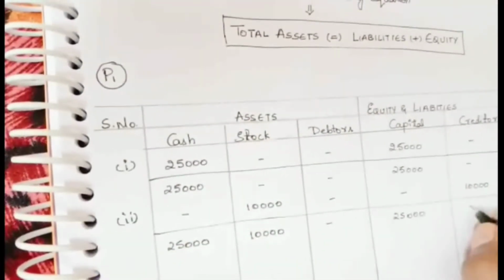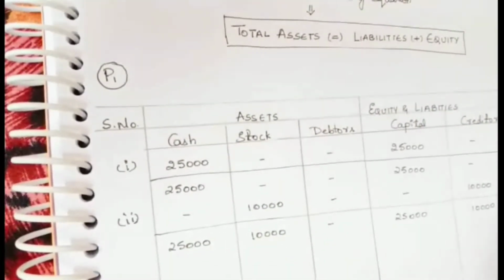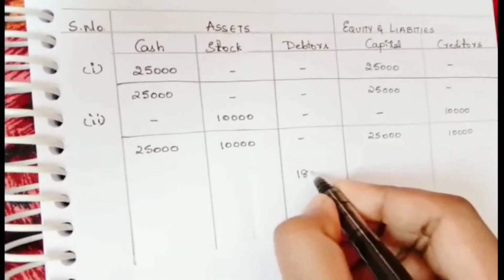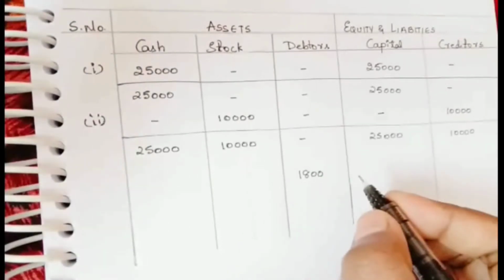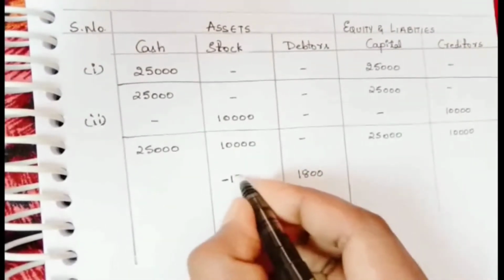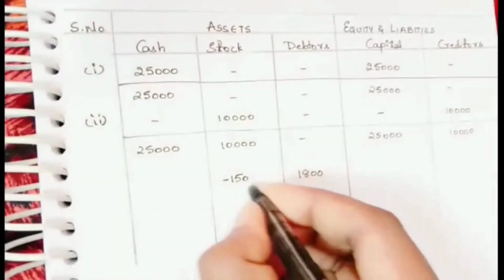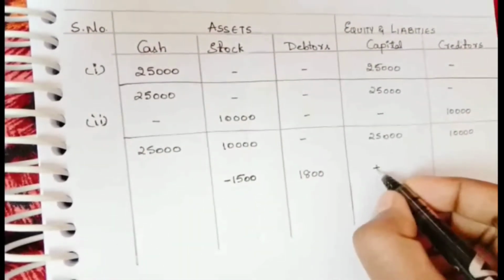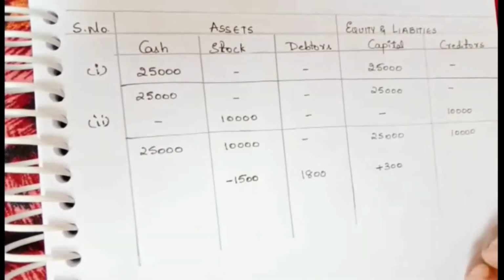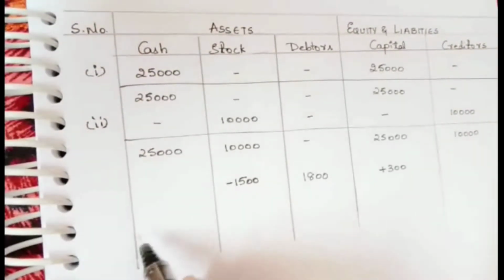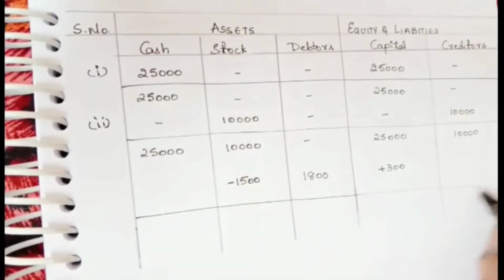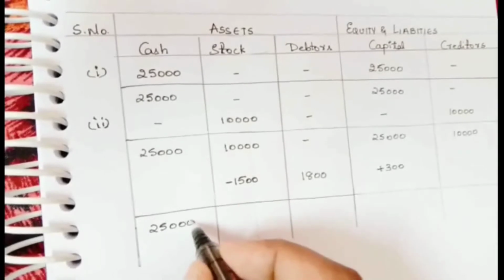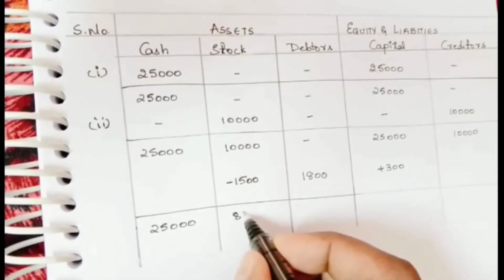So the third question, that is sold goods to Sohan costing 1500 for rupees 1800 on credit. So the cost price is 1500, but the sale value is 1800 and it is a credit sale. So there will be a debtor balance of 1800 with the sale price, and the stock will get reduced by the cost price of 1500, and the remaining 300 would be the profit to the business, so it would get added to the capital.